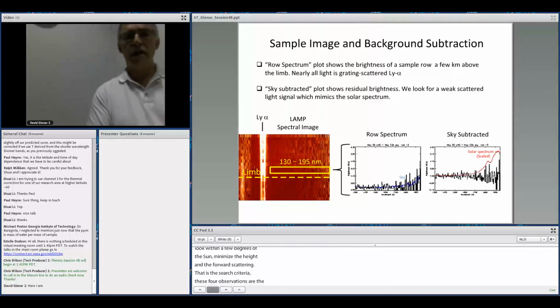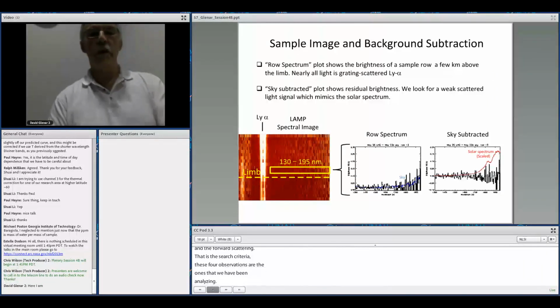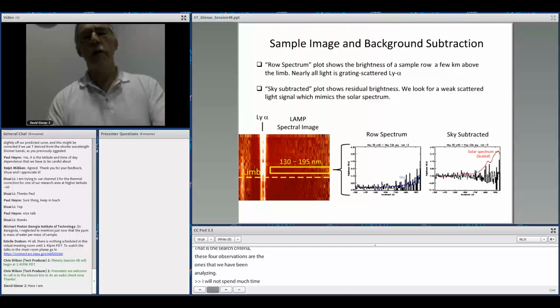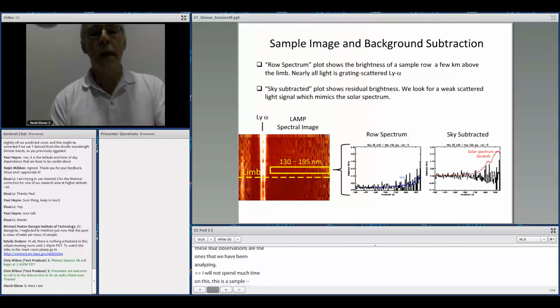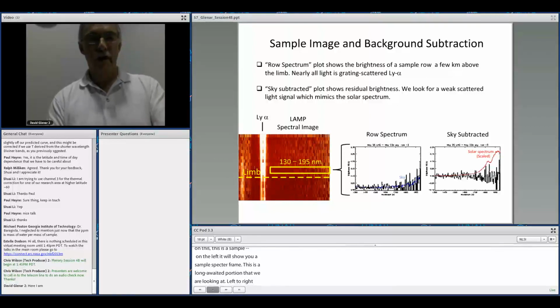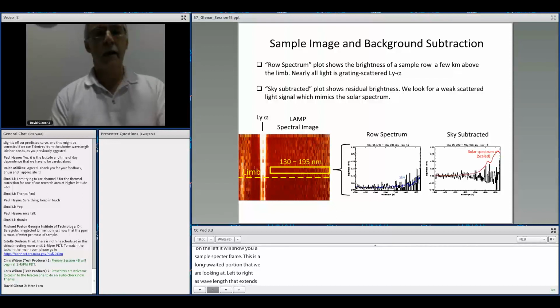I won't spend much time on this, but real quickly, at the left, it shows you a sample spectral frame from LAMP. This is the long wavelength portion of it that we're looking at. Left to right is wavelength. Coverage extends to about 195 nanometers or so. You see the other axis is the slit axis.